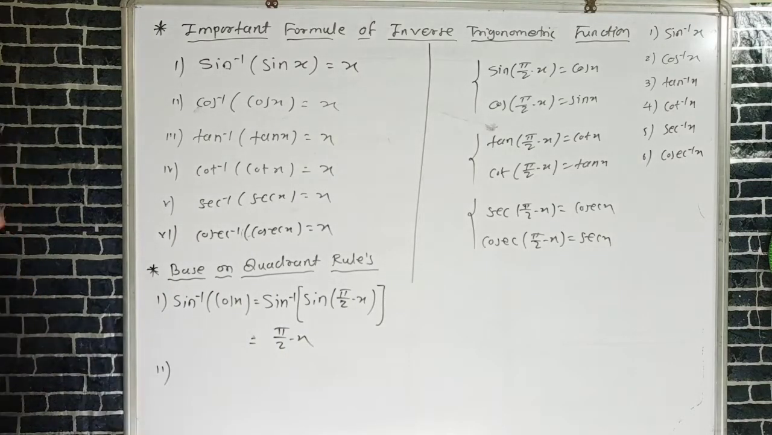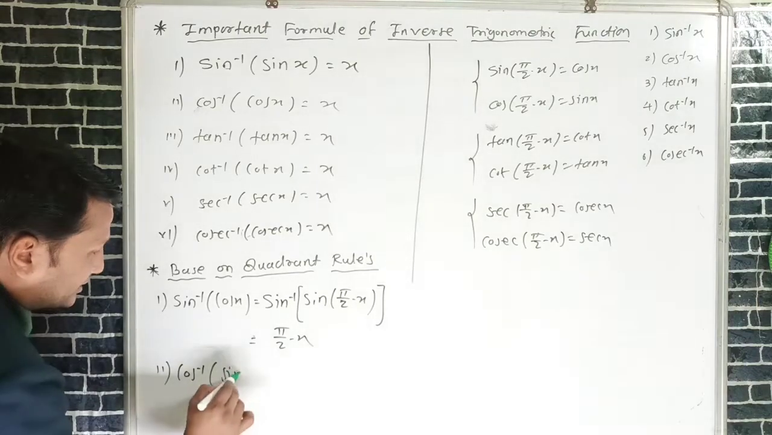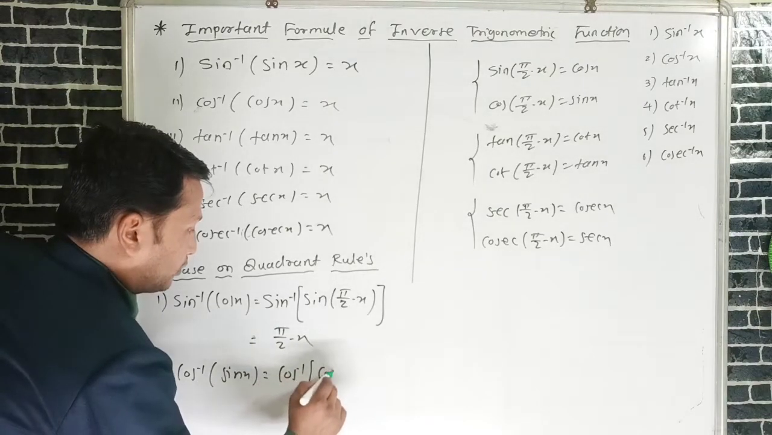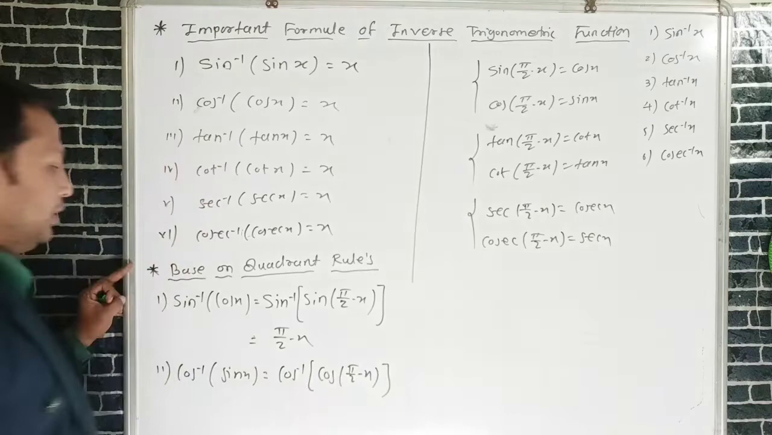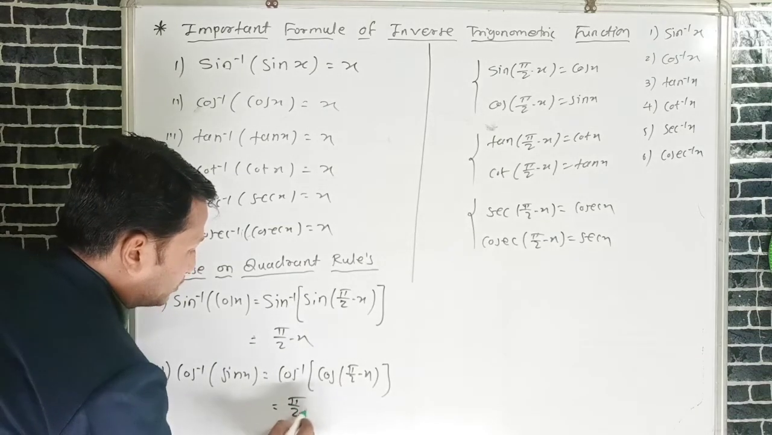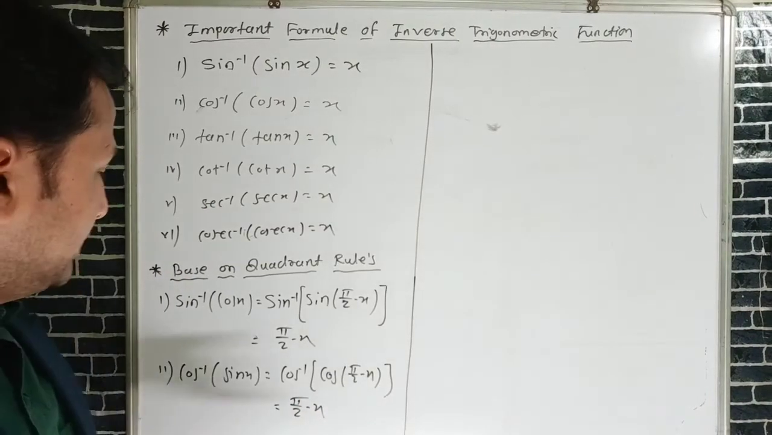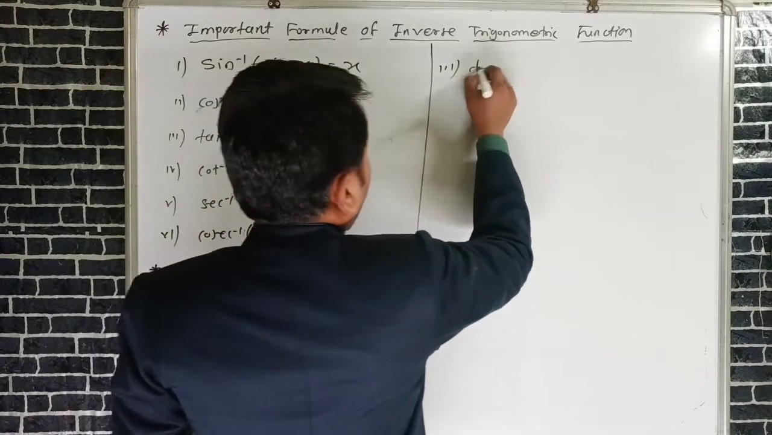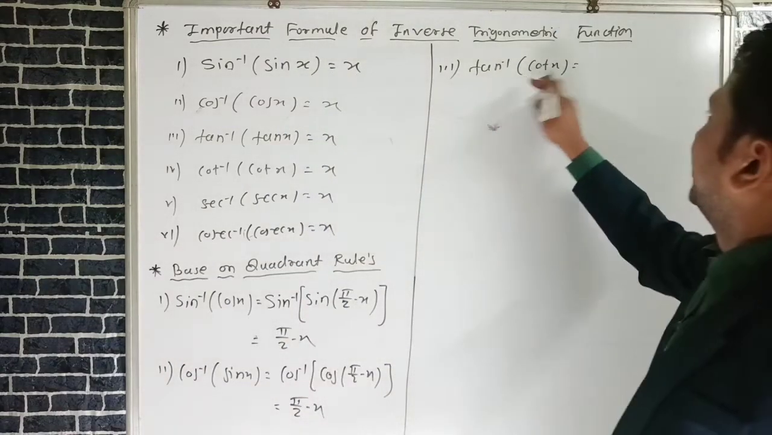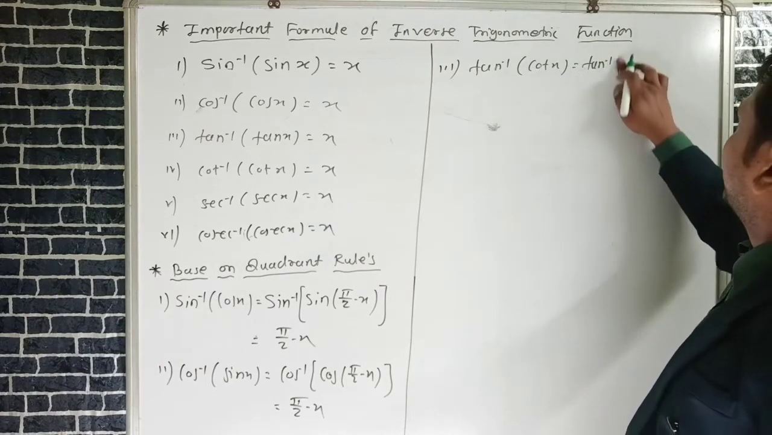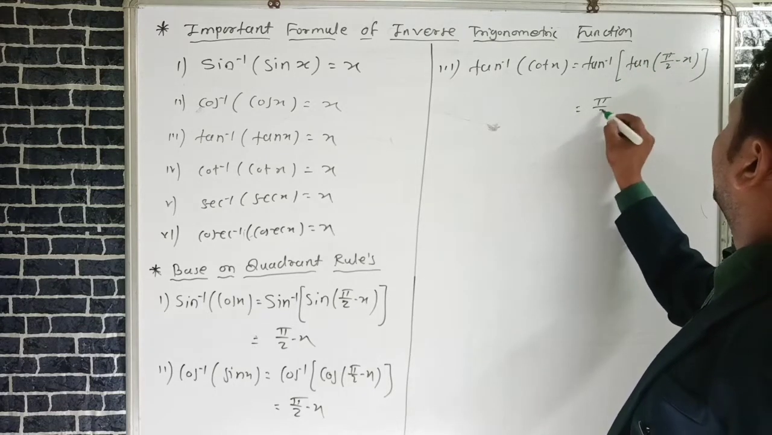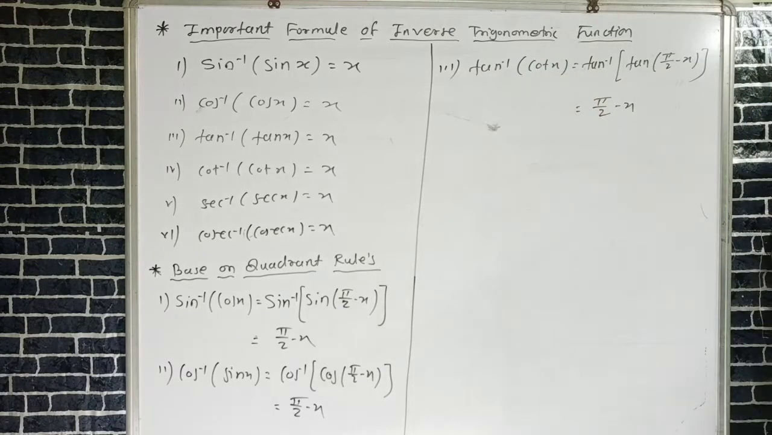Next, similarly, cos inverse of sin x is equal to cos inverse of cos of pi by 2 minus x. Cos inverse and cos cancel, hence cos inverse of sin x is pi by 2 minus x. Similarly, the third one, tan inverse of cot x. We write cot x in the form of tan: tan inverse of tan of pi by 2 minus x. Tan inverse and tan cancel, hence the value of tan inverse of cot x is pi by 2 minus x.